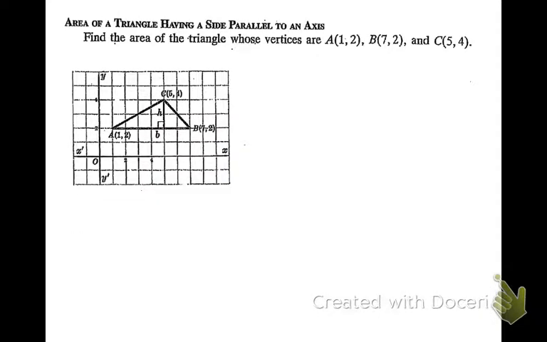Find the area of a triangle whose vertices are (1, 2), (7, 2), and (5, 4). Alright? So here the base and height are parallel to the x-axis and the y-axis. So my base, what is my base going to equal? Without just using the numbers, what would my base equal? 6. And how'd you get that?